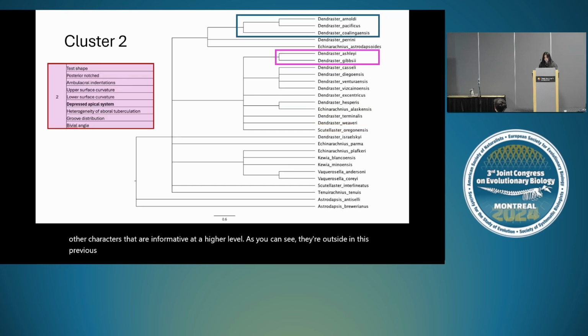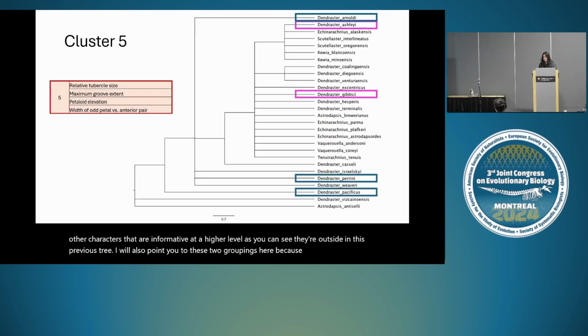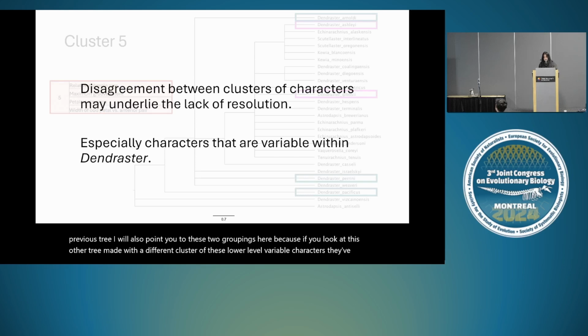I will also point you to these two groupings here, because if you look at this other tree made with a different cluster of these lower level variable characters, they have been moved around. So it seems that the competing or disagreement between these clusters of characters may be underlying these polytomies and our lack of resolution, especially for characters that are variable within Dendraster. So what's up with these characters? Why are they so variable? Why are they in disagreement?